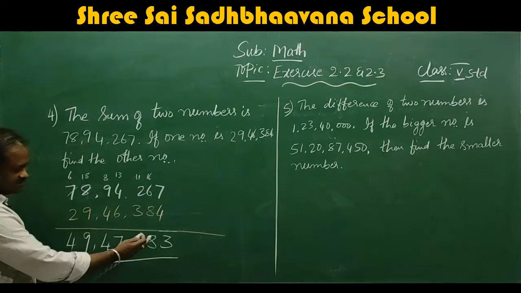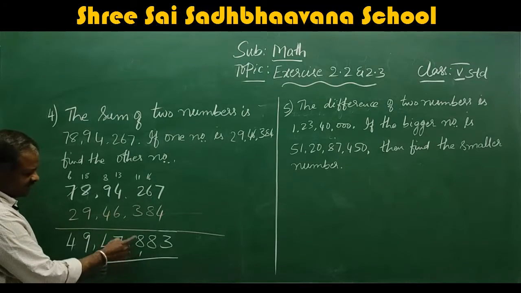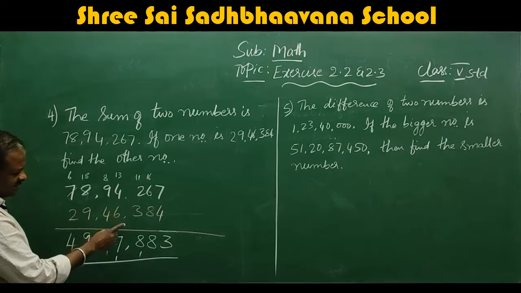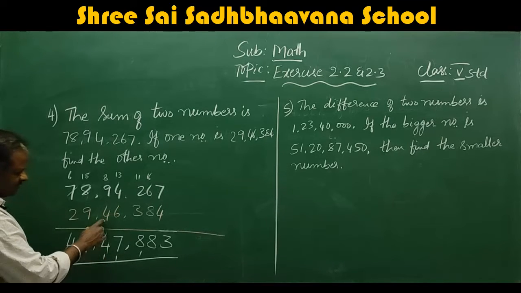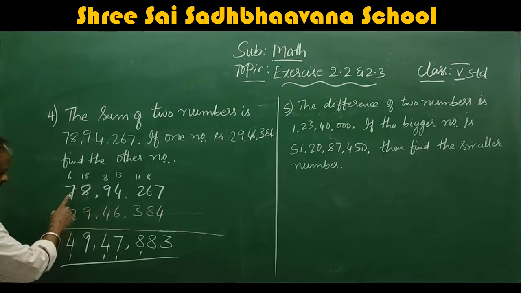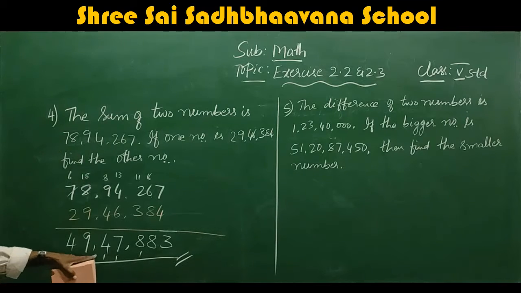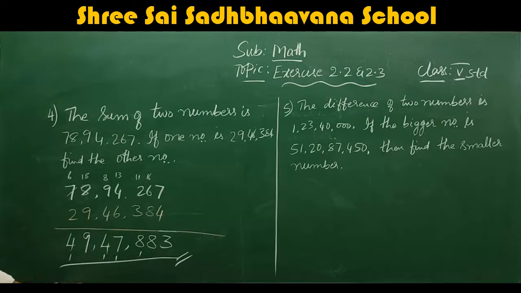Once again we will cross check. 4 plus 3, 7. 8 plus 8, 16. Carry 1. 8 plus 1, 9. 9 plus 3, 12. Carry 1. 6 plus 7, 13 plus 1, 14. Carry 1. 4 plus 1, 5. 5 plus 4, 9. 9 plus 9, 18. Carry 1. 4 plus 2, 6 plus 1, 7. So what is the second number? This is 49,47,883. This is the simple way you have to do.